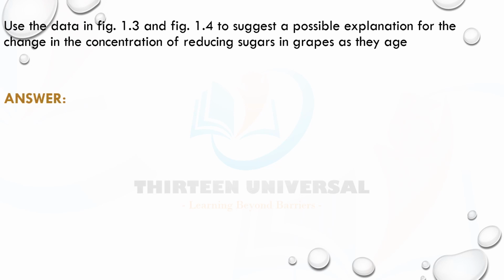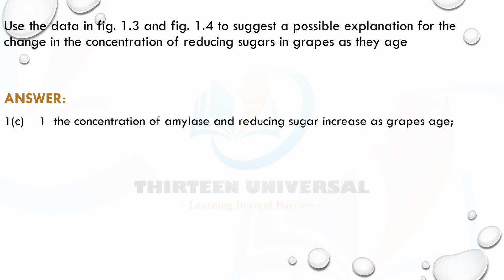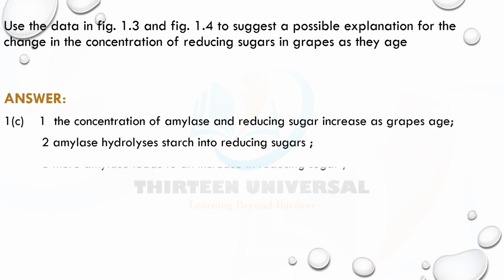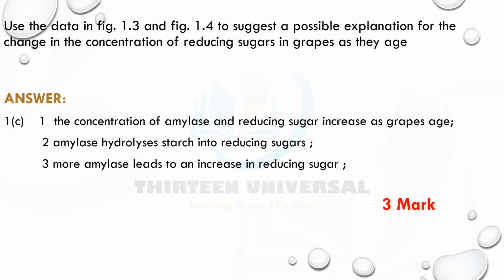As the grape ages, the concentration of sugar increases. Why? Because amylase breaks down more starch to form reducing sugar. Amylase increases as the grape ages. You can see amylase hydrolyzes starch into reducing sugar, so more amylase leads to an increase in reducing sugar. That's 3 marks.